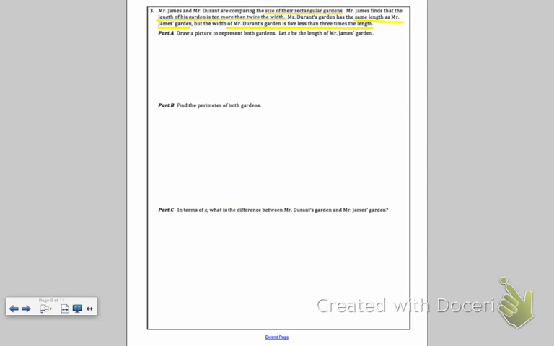Let X be the length of Mr. James's garden. So we can tell by reading this word problem that Mr. James's garden is slightly smaller than Mr. Durant's. So I've drawn two different sized rectangles for a bit more accuracy here. So let's start labeling with the information that we're given.